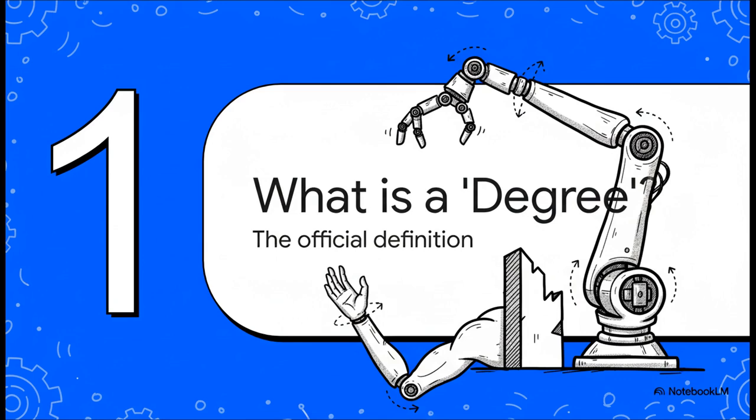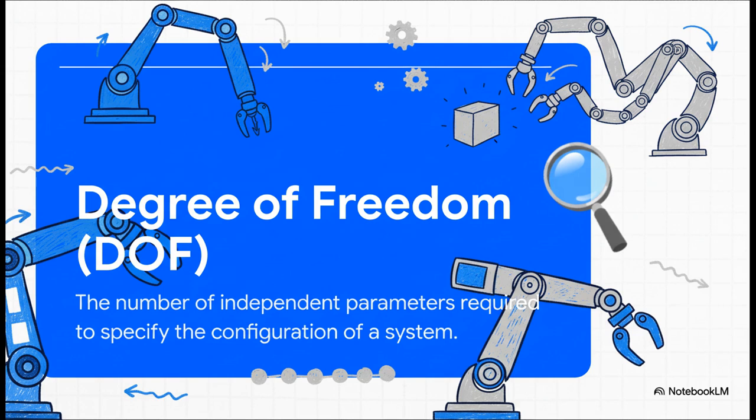To get to the bottom of this paradox, we first have to be on the same page about what we're even counting. So let's start with the official definition of a degree of freedom, or as you'll often hear it, DOF. The textbook definition sounds a little dry, but it's actually pretty simple. A degree of freedom isn't a type of movement itself, it's a piece of information. It's just the minimum number of numbers you need to perfectly describe an object's exact location and the way it's oriented.